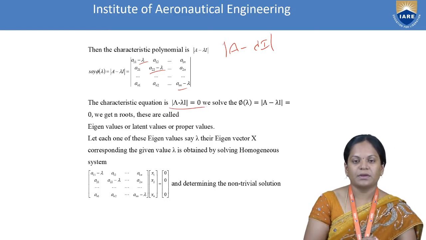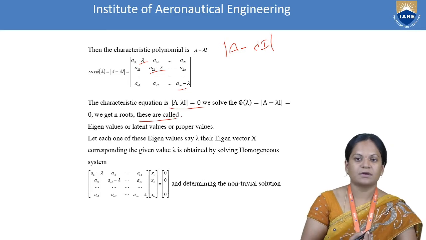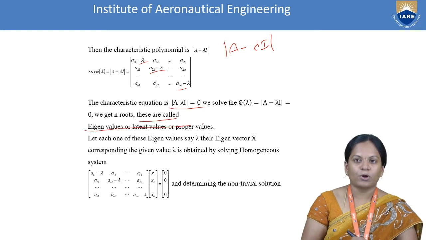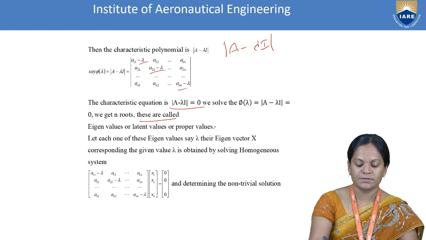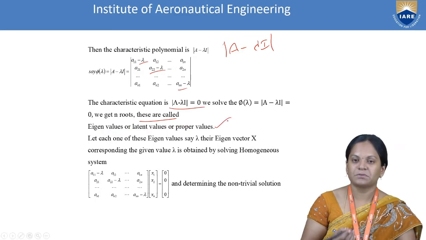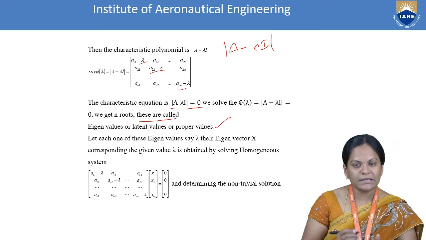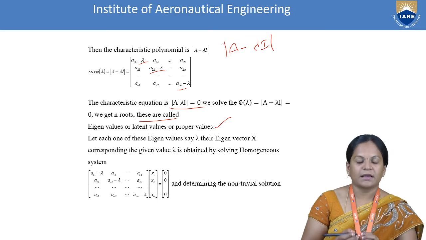We solve this and we get roots. How many roots will we get for this equation? n roots, since the order of A is n by n. These n roots are called eigenvalues, latent roots, proper values, or sometimes characteristic roots.